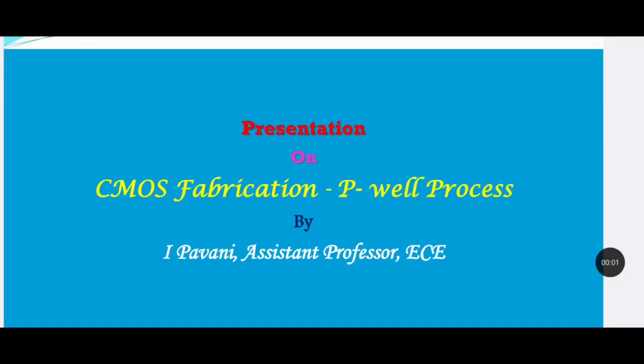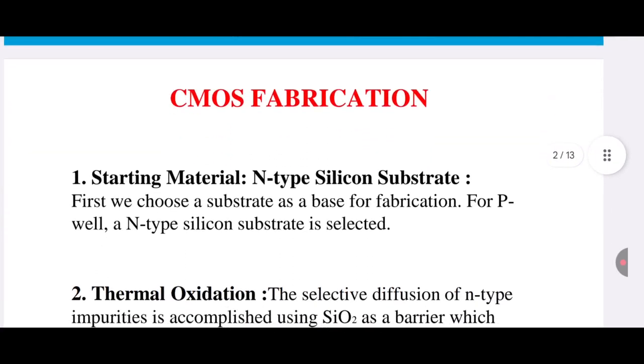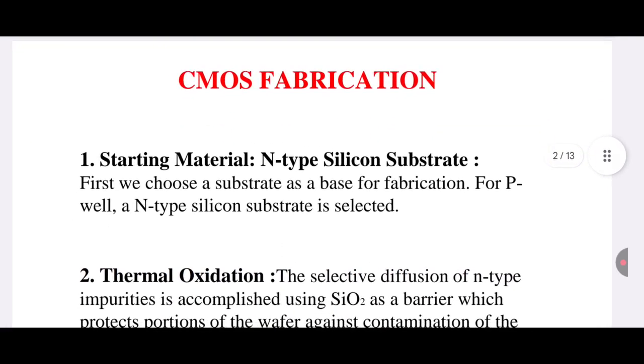Hello everyone, in this lecture we will discuss CMOS fabrication using the P-well process. In the P-well process, we have to select the base material, that is nothing but an N-type silicon substrate. As we already know, the well and the substrate should be complementary with respect to each other. So here our starting material is an N-type silicon substrate.